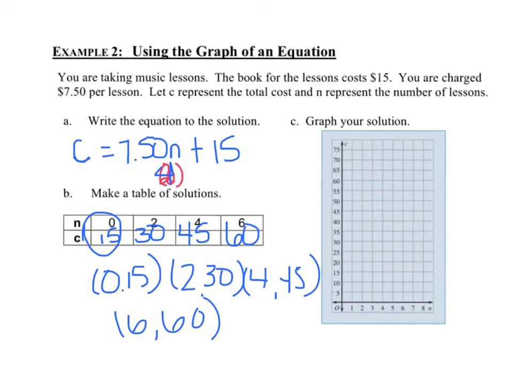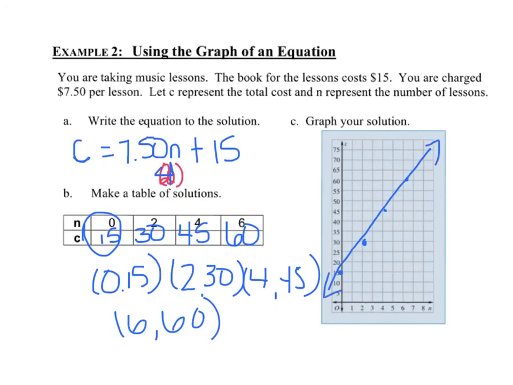So 0 lessons, I'm starting at $15 because I've paid for that book. Well, if I have 2 lessons, I'm going to spend $15 for my lessons, but I've already paid for my book, so that's going to be then up to 30. And then we'd have 4 would be at 45, and we'd have 6 would be at 60. So see how that goes right along a straight line. There we go, graphing that.